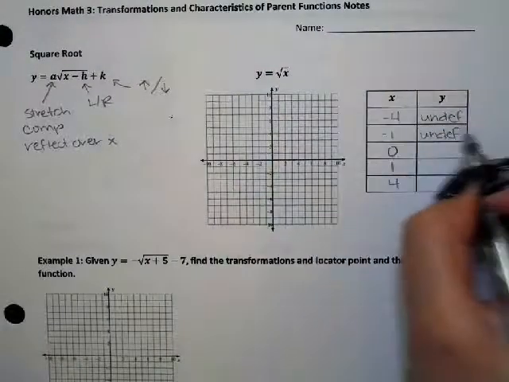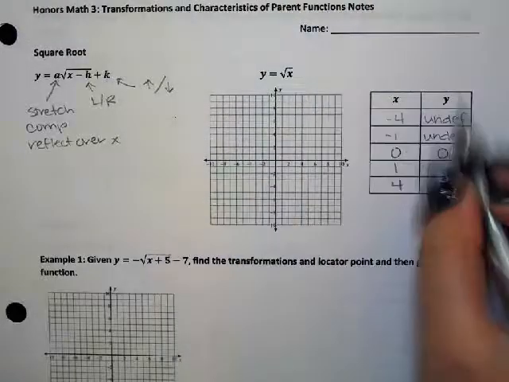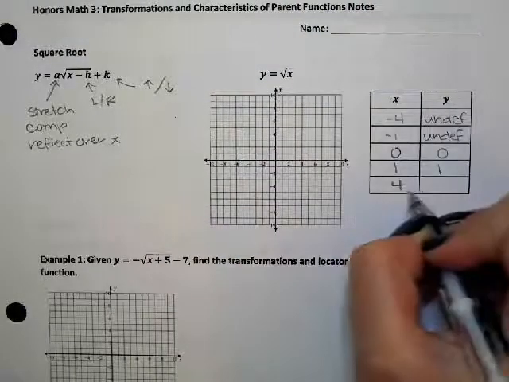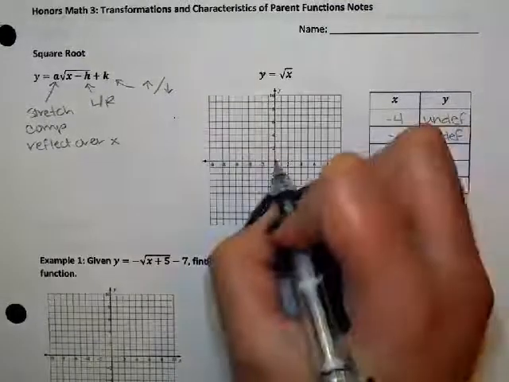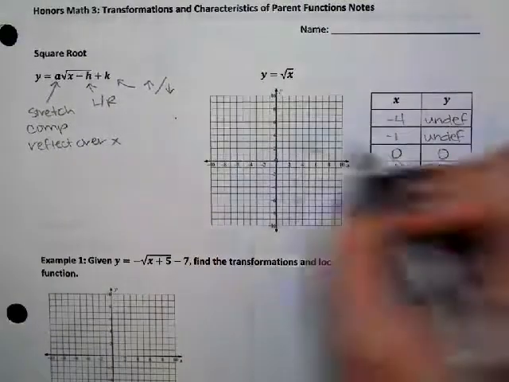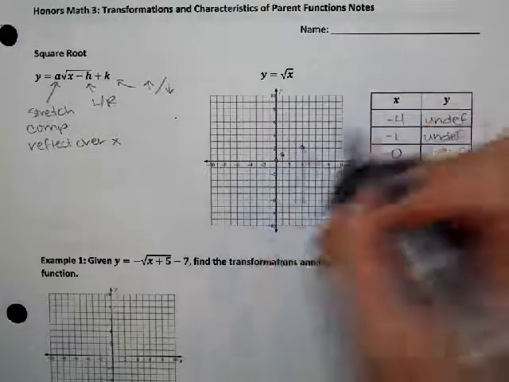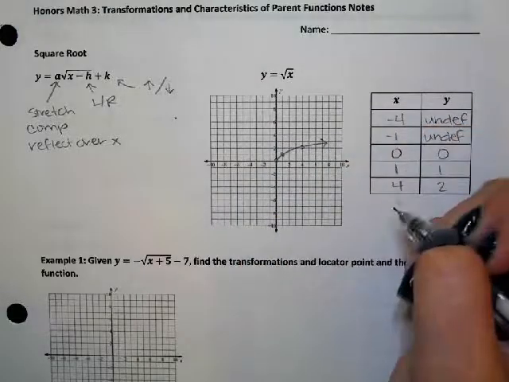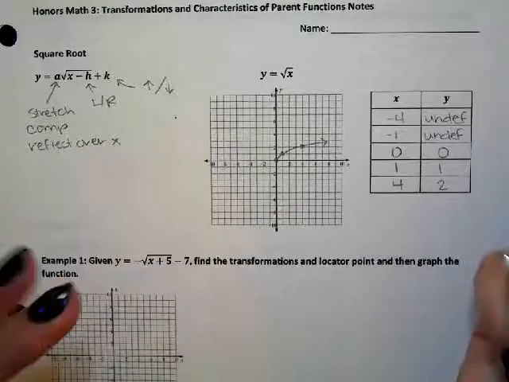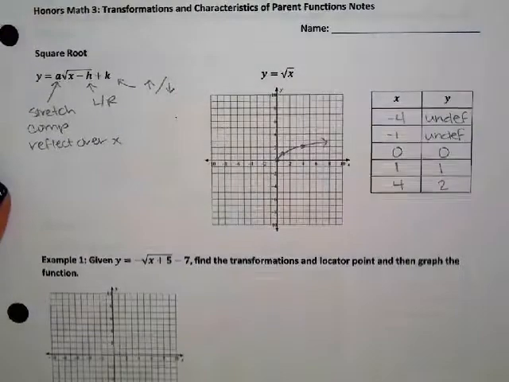The square root of 0 is 0. The square root of 1 is 1. And then the square root of 4 is 2. We have the point 0, 0. We have the point 1, 1. And we have the point 4, 2. So a square root graph looks like this. I always think of it as half of a sideways parabola. All right, so there's our square root graph.